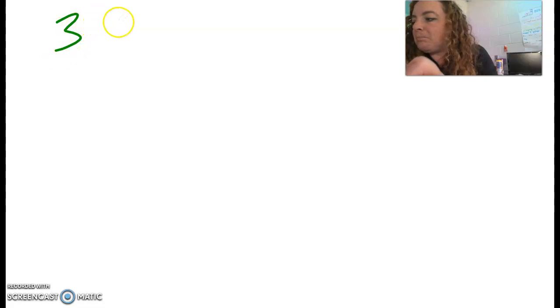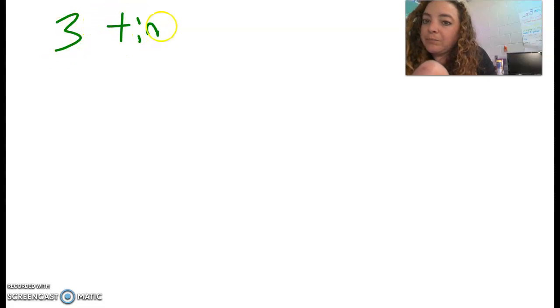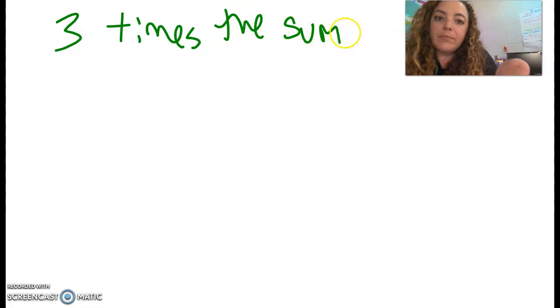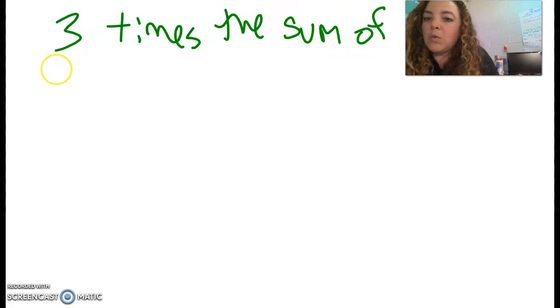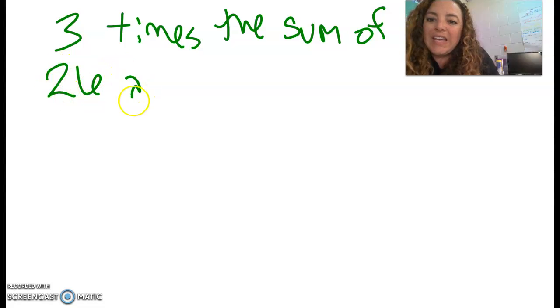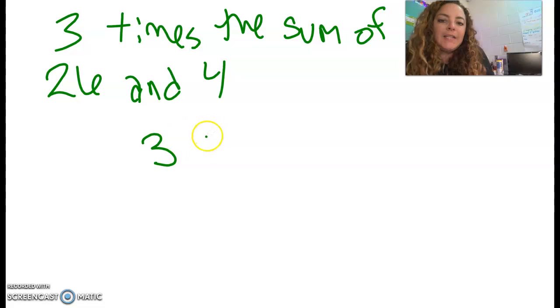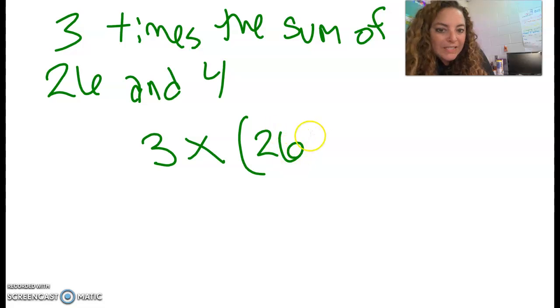3 times the sum of 26 and 4. Okay, well, what this says to do, if I look at it carefully and I go in order, is 3 times the sum of 26 and 4. So I see 26 plus 4.